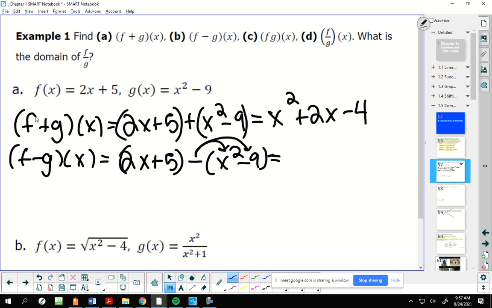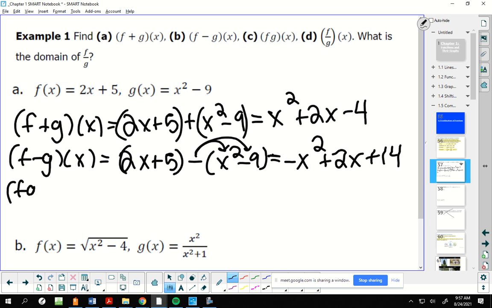So we have negative x squared, and then we have 2x, and then this is 5 minus a negative 9, which is really 5 plus 9, so that's 14. So for the subtraction, just make sure you subtract both terms.